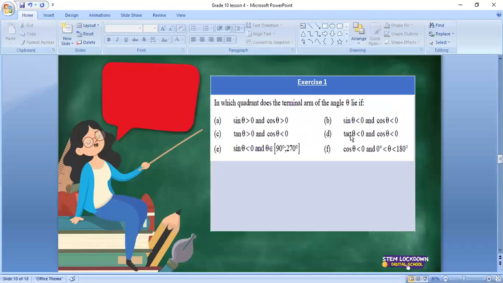So the next one, B: which quadrant would your angle be in if sine is less than 0 and cos is less than 0? Less than 0 implies negative. Sine is negative, cos is also negative. So which quadrant has sine negative and cos negative? Let's see who is giving an answer here.